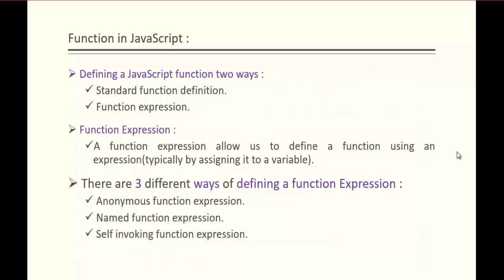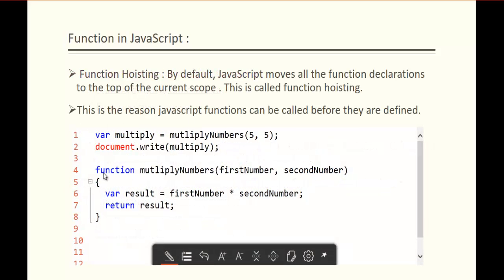So coming to the next concept. You can define a JavaScript function in two ways. One is the standard function definition. So this is the standard function definition. We are defining a function with a keyword, the name of the function, and parameters, and I'm calling the function in this manner. This is called standard function definition.